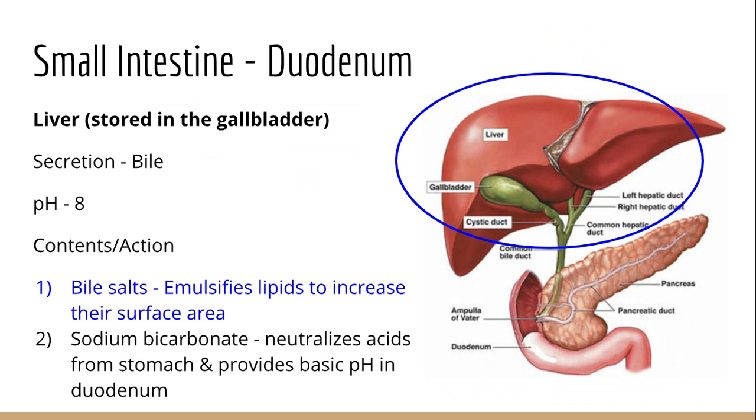The other thing the liver and the gallbladder secrete is something called sodium bicarbonate. Now, you don't want all this acid from your stomach entering into your duodenum. So as food passes into the duodenum, we secrete sodium bicarbonate to help neutralize the acids from the stomach. And it also provides a basic pH in the duodenum so we don't have any complications or burning through the whole of the duodenum.